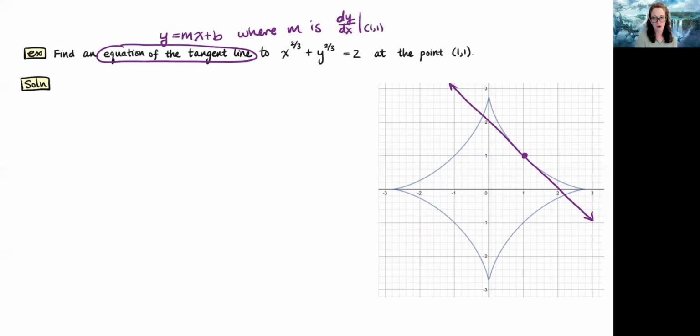Okay, so m, the slope, is the derivative with the point 1, 1 that we're looking at plugged into the derivative. So I think we have to find dy dx first. So let us say, okay, we're going to differentiate with respect to x. Oops, I miswrote that. Instead of 3/2, we should have 2/3. Both sides with respect to x.